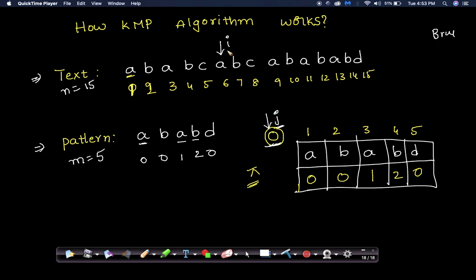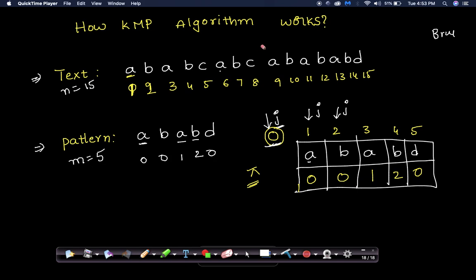We have to compare the ith index value, that is a, and the j plus 1th index value is a. Yes, it's a match. Then increment the value of j by 1 and increment the value of i by 1. Then the j plus 1 value is b and the ith value is b. Yes, it's a match. Then I'm going to increment the value of j by 1 and increment the value of i by 1. Then the j plus 1 value is a and the ith value is c. That means there is a mismatch.